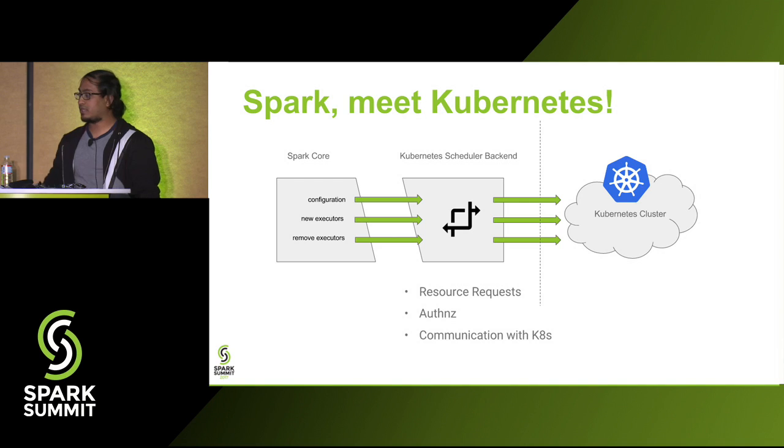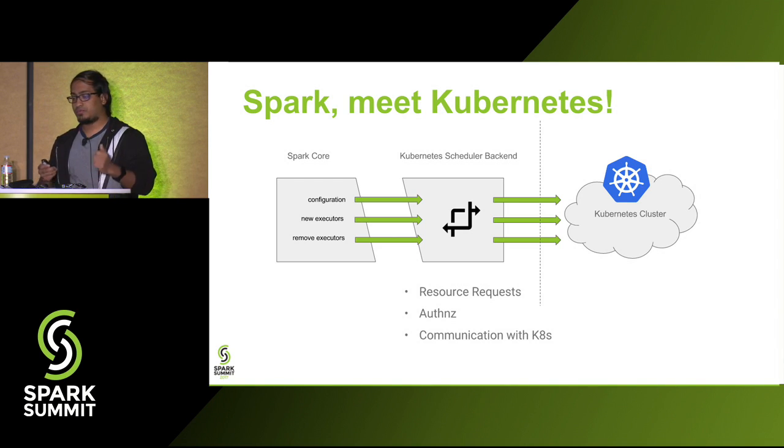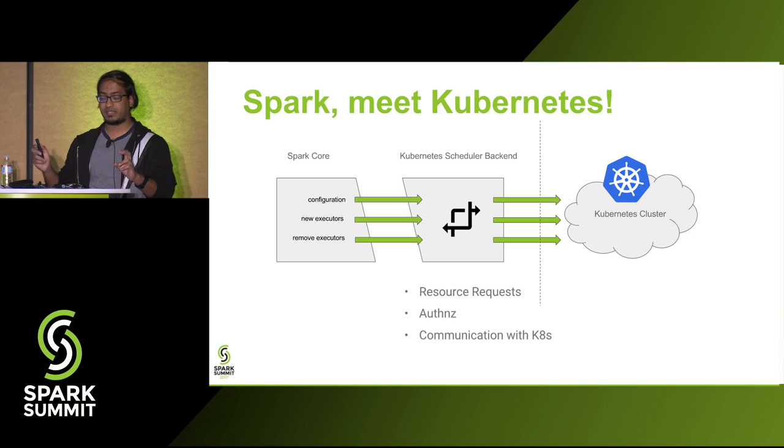And this is what it looks like. The dotted line separates the Kubernetes from the Spark. Spark core cares about getting new executors, pushing new configuration, deleting executors, and so on. So we take whatever Spark core tells us, and our plugin that we wrote, which is the Kubernetes scheduler backend, is going to translate that into Kubernetes primitives so that the cluster can understand what you actually mean, like when you're provisioning executors and so on. In addition to that, it also handles resource requests, authorization and authentication, and encapsulates all of the communication with Kubernetes.